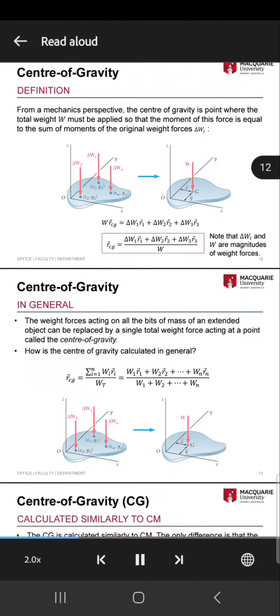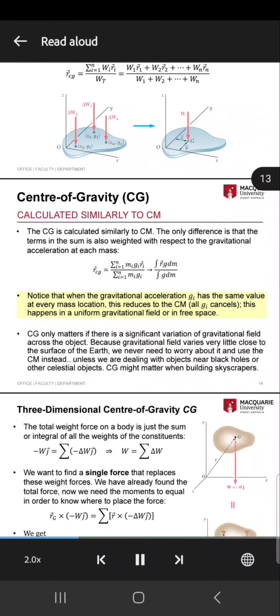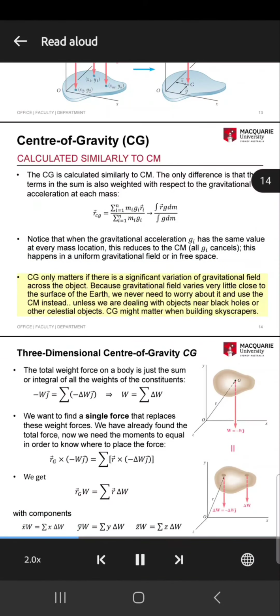In general, the center of gravity CG is calculated similarly to CM. The only difference is that the terms of the sums also include the gravitational acceleration at each mass. Notice that when the gravitational acceleration g_i has the same value at every mass location, this reduces to the CM, as all the g_i cancel. This happens in a uniform gravitational field or in free space. CG only matters if there is a significant variation of gravitational field across the object.